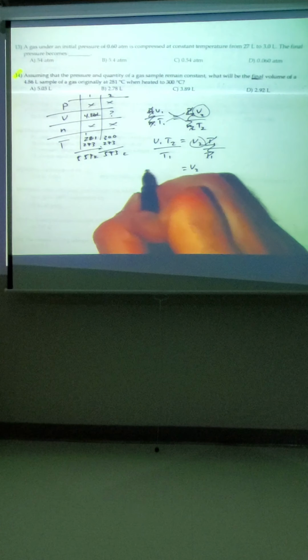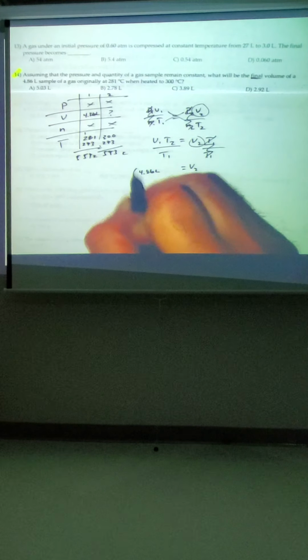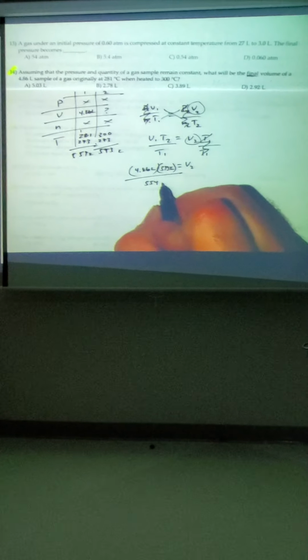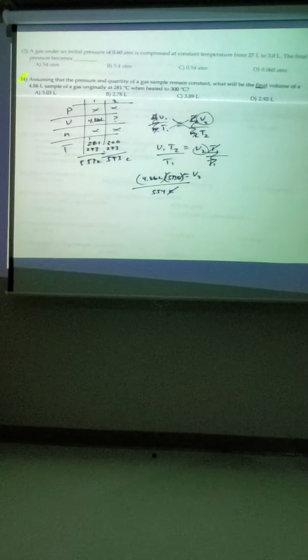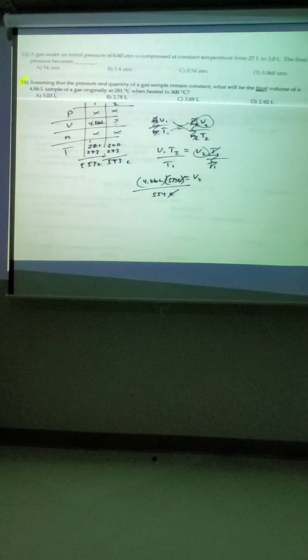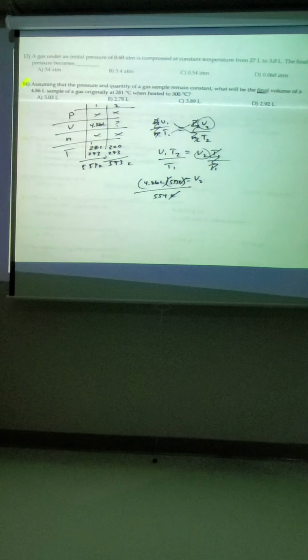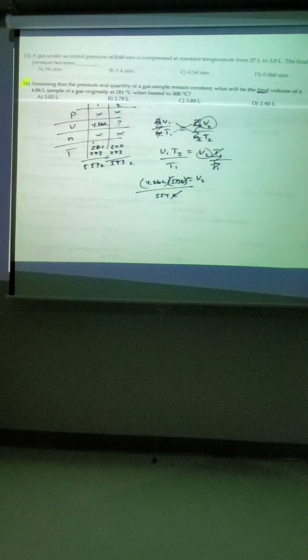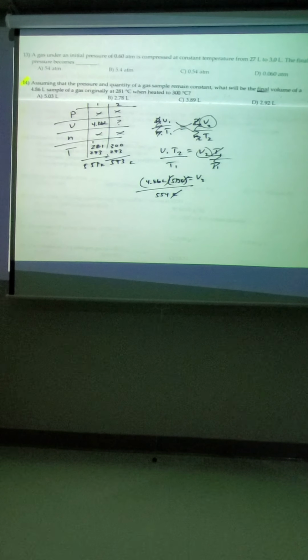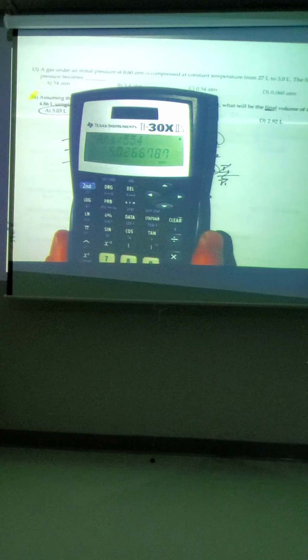We have V1, which is 4.86 liters. And then T2, which is 573 Kelvin. And then we have 554 Kelvin for temperature 1. Kelvin cancel. So 4.86 multiply 573 divide by 554. About 5. And what's closest to that? Within rounding, it's 5.026.